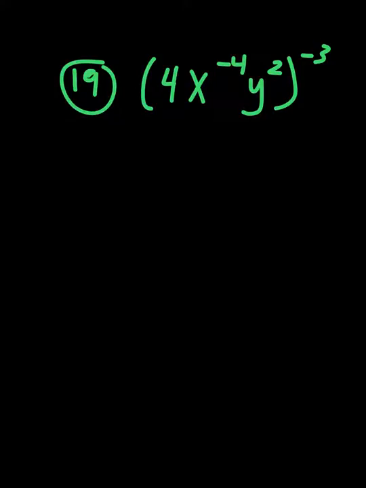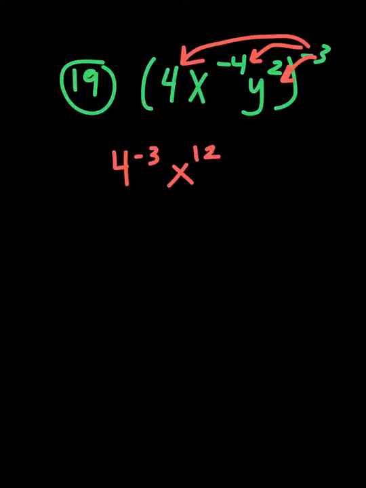And then again, I have to be "Oprah" in this problem, so the exponent -3 has to come to all three bases. So I get 4 to the -3, x to the positive 12, because power to a power we multiply, y to the -6.